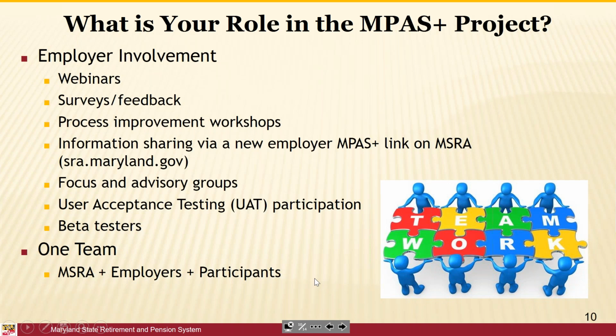This is really important. We're one team. The Maryland State Retirement Agency, employers, participants, we are all one team, and we want to work together as one team to make this successful. If we all work together, we will be very successful in this project, and I think everybody will be very happy with the outcome of these changes.